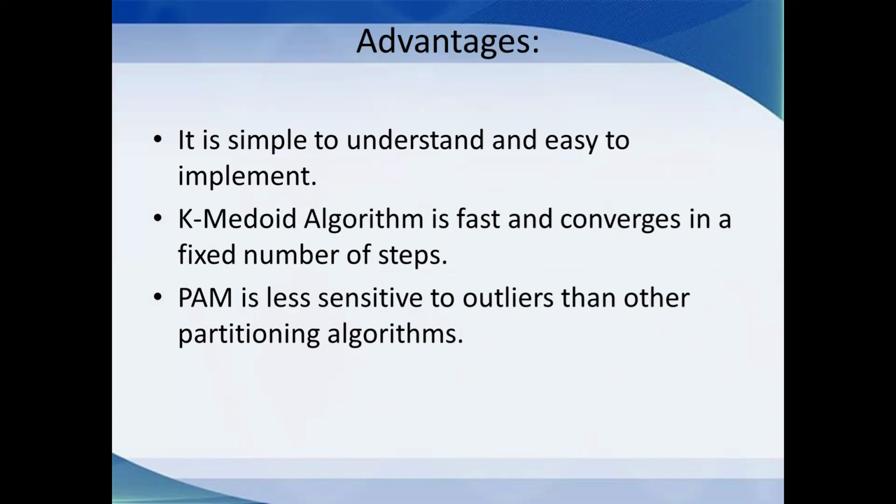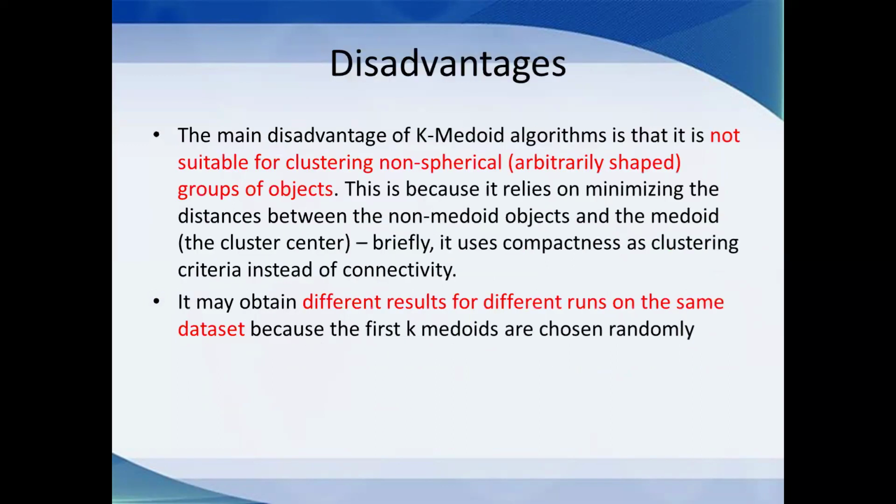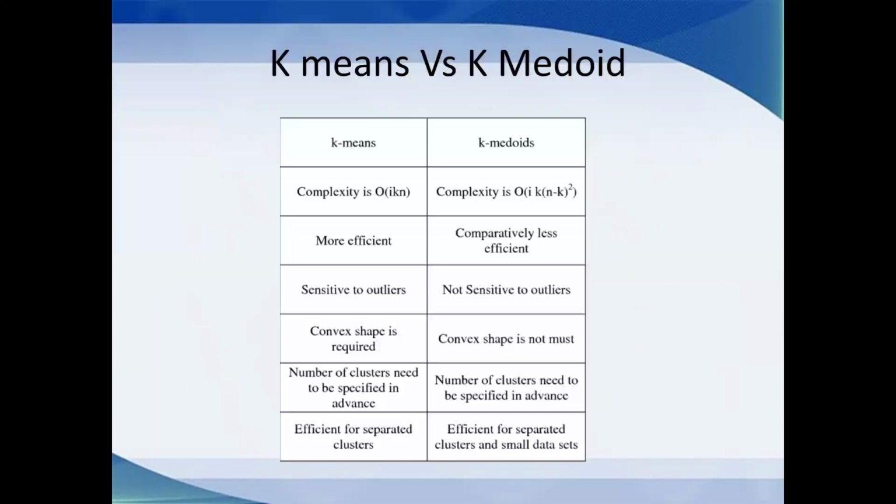Let us see the advantages of the K Medoid algorithm. It is very simple and easy to understand, it supports fast convergence, and it is not sensitive to outliers. The problem is that it is suitable only for normal spherical data, so it is not suitable for non-spherical data objects. It also produces different results for different runs, even though we are using the same data sets.